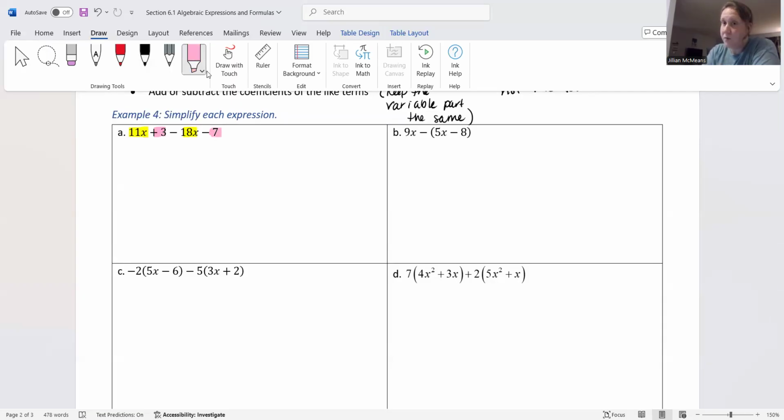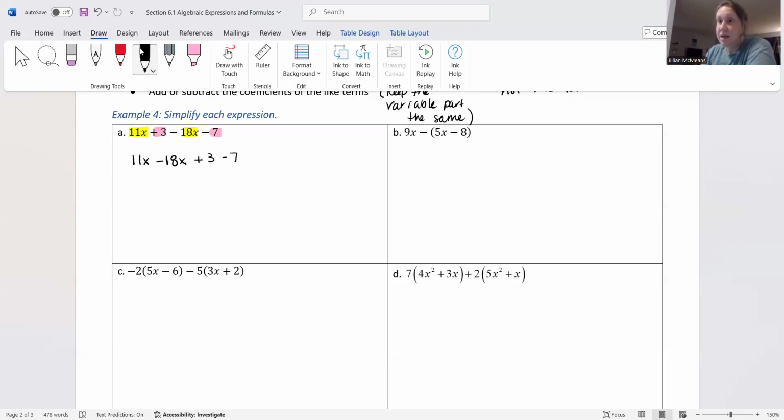So if it is helpful to you, you can rewrite your expression. Just make sure whatever sign is in front of the term stays with the term when you move it, okay? So when you simplify algebraic expressions, you do your variable stuff first, always end with your constant. So I'm going to focus on my x terms here. If I were to rewrite this, I would write it as 11x minus 18x plus 3 minus 7. I have now grouped my like terms, okay?